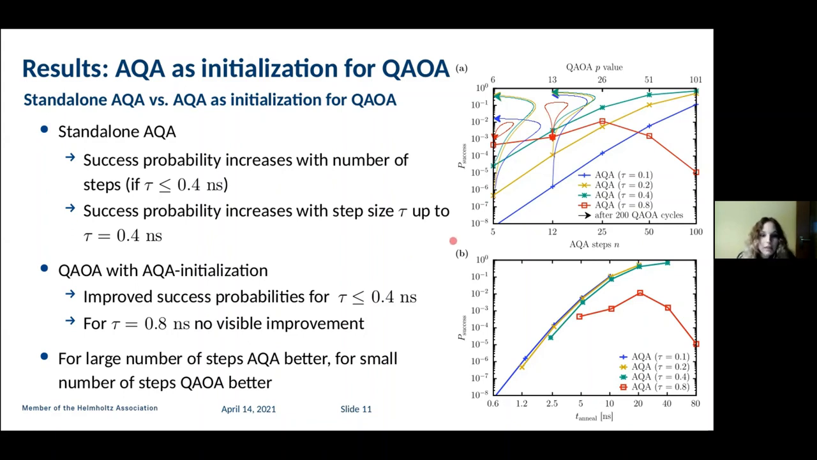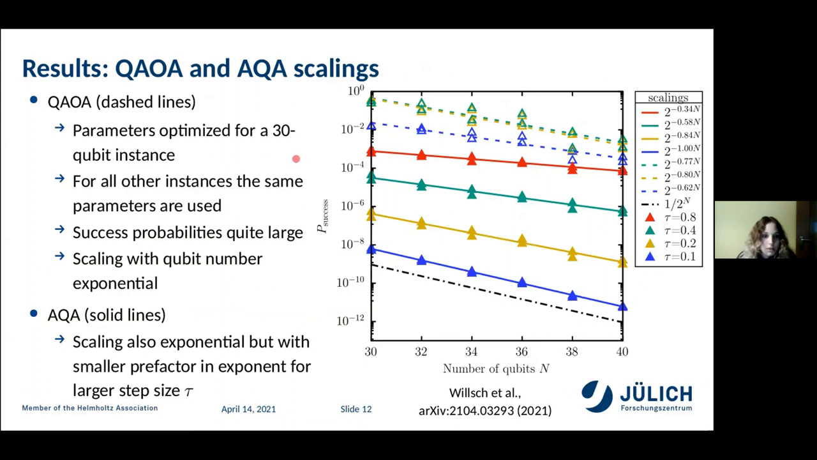But what if we just take one instance of a problem and use QAOA to optimize the parameters, and then use these parameters for other instances? This is what we did here. We optimized the parameters for a 30 qubit instance and then evaluated the success probability for other instances with a larger qubit size. And we see that the probabilities are still quite high. Compared to just random guessing from a uniform distribution, we have quite a lot of improvement. But we also see that we have exponential scaling. So if we increase the qubit number, then the probability gets lower. And although we have prefactors smaller than one, they are still quite close.